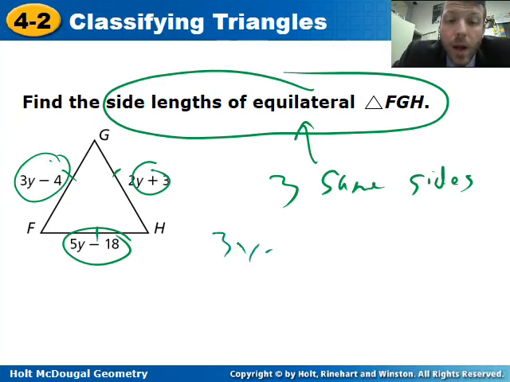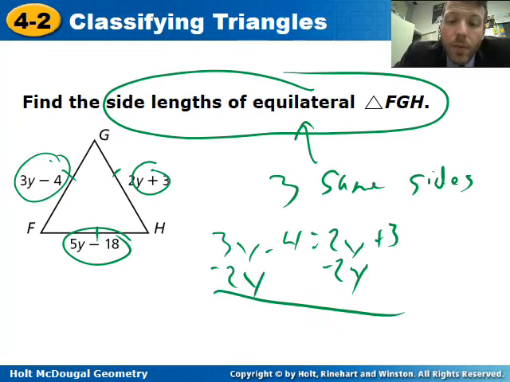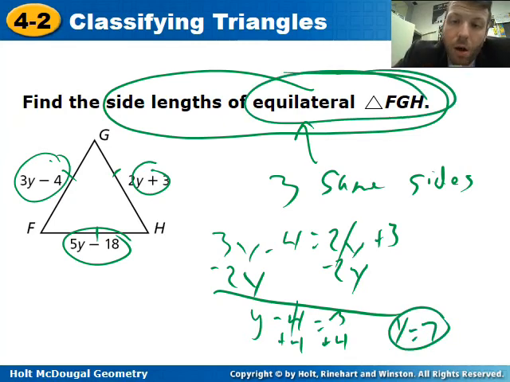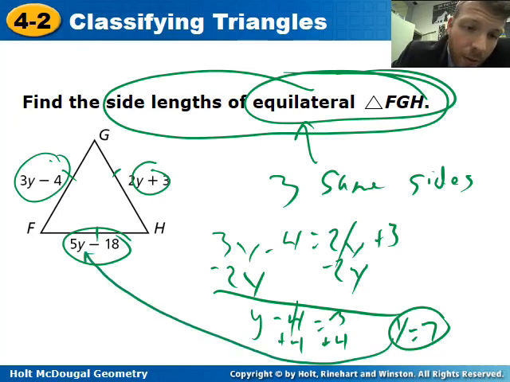So I'm going to do 3y minus 4 equals 2y plus 3. I'm going to solve for y by subtracting 2y from both sides, which is going to give me y minus 4 equals 3. Add 4 to both sides, and I get y equals 7. I'm not done because I want to find all the side lengths of this triangle. So to do that, I need to take this y and plug it in.